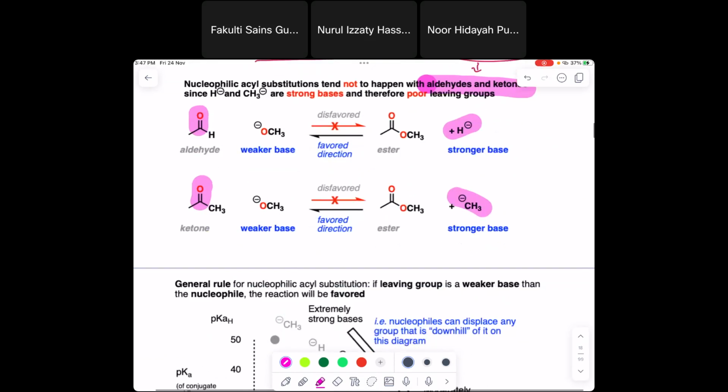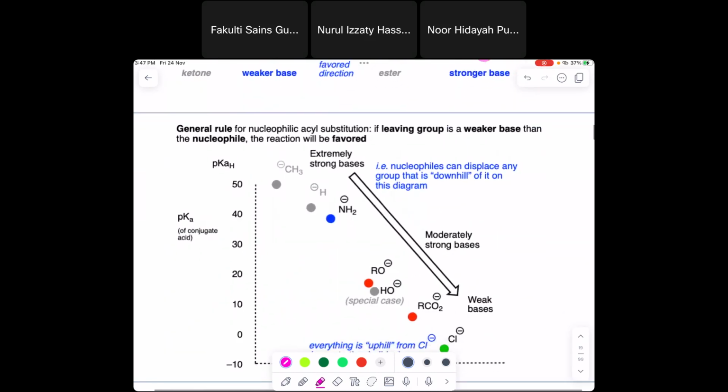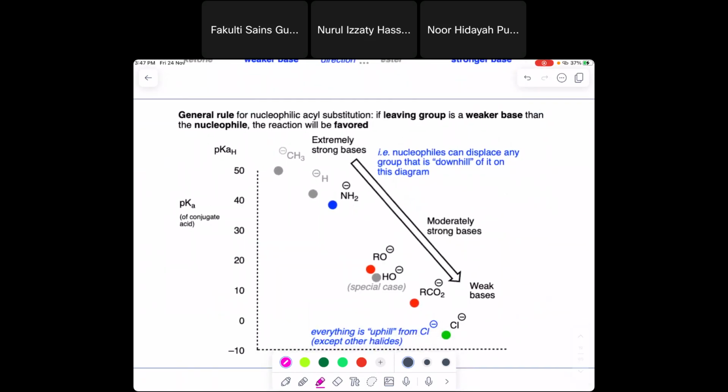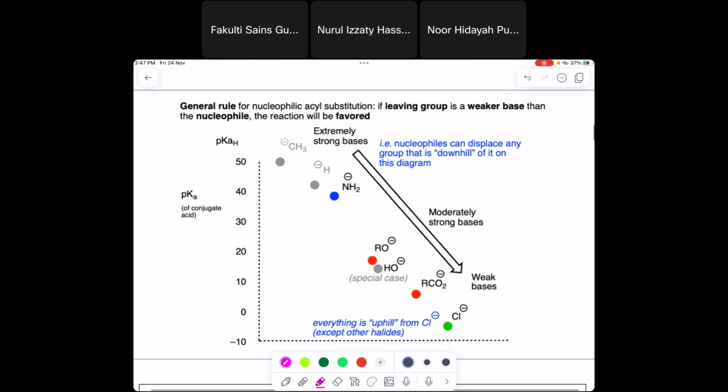Okay, so these are the general rules for nucleophilic acyl substitution. I hope I can finish by 15 minutes in this first part. After that we go straight into the reactivity of those three things.